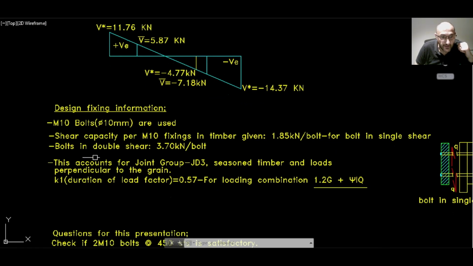Now, the capacity of this fixing also accounts for the joint group JD3, and it is seasoned, and the timber load is perpendicular to the grain, and the K1 duration load factor is 0.57 for the worst case loading combination of 1.2 G plus the long-term factor times the live load.